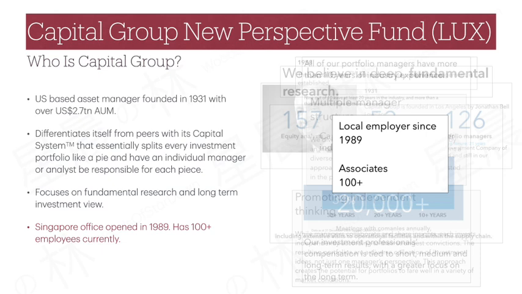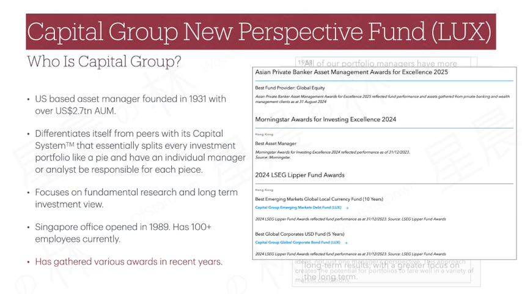Not much info is available for local offices. The Capital Group website only indicated that the Singapore office was opened in 1989 and it currently has over 100 employees locally. Capital Group has been more active in the Asia region in the last 5 to 10 years and has been gathering awards, especially for its focus funds.